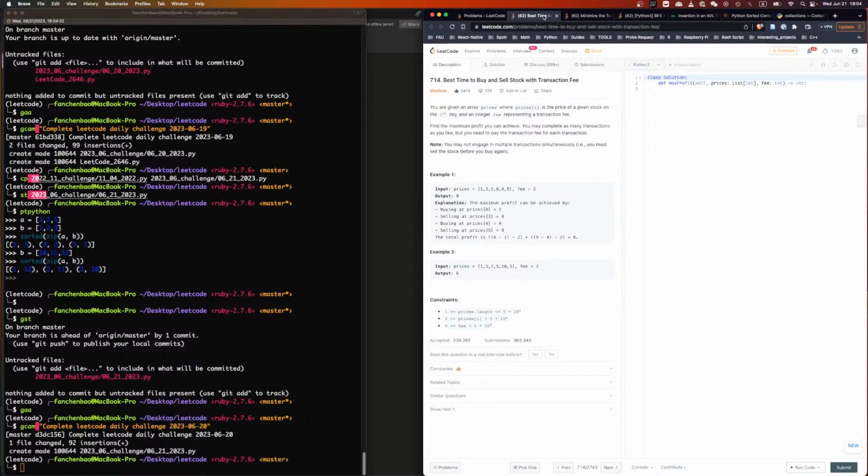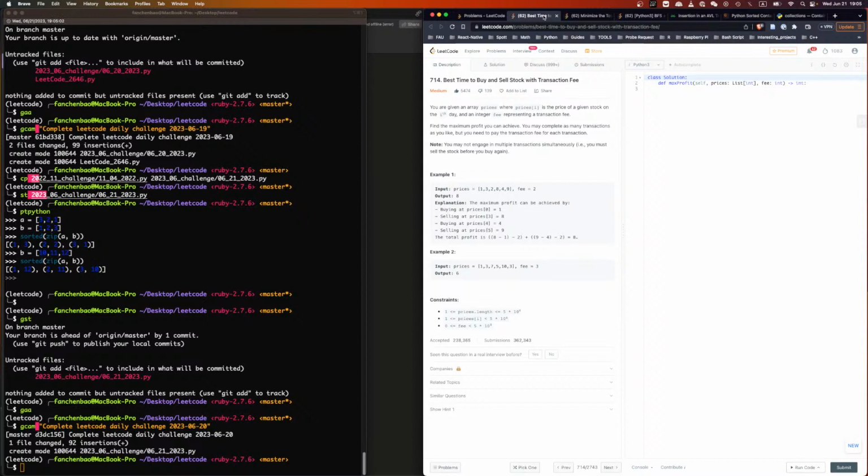Best time to buy and sell the stock with a transaction fee. Oh, it's the stock purchase stuff. Damn, I forgot how to do this. I've done this I don't know how many times. All right, you're given prices and an integer fee, a transaction fee. Find the maximum profit you can achieve. You can do as many transactions as you like, but you need to pay the transaction fee for each transaction. No multiple transactions simultaneously.